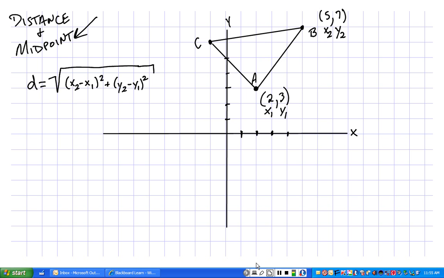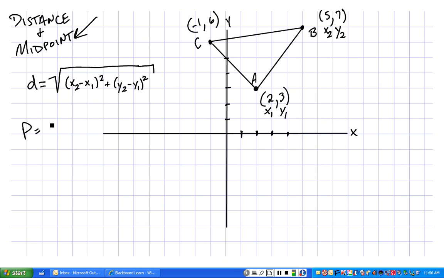Alright, we have the points, and we can go ahead and list what point C is. C would be -1, and what's this? 1, 2, 3, 4, 5, 6, so -1 and 6. Okay, so we have 3 points, and we want to know the perimeter.